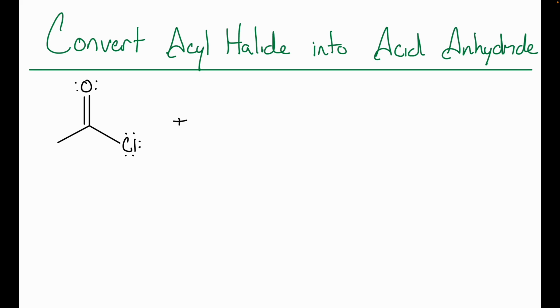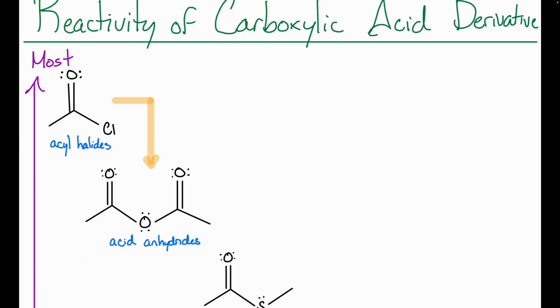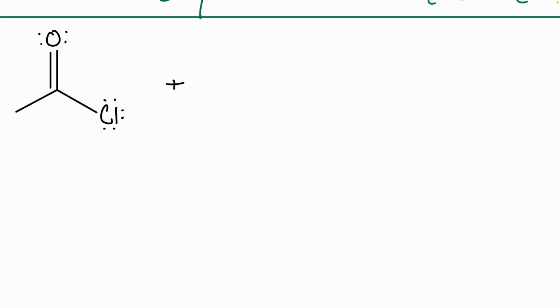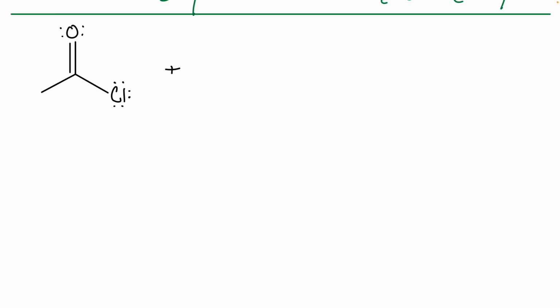Okay, and what are we going to react it with in order to convert it into an acid anhydride? Well, look what we need to add on to that molecule. We need to substitute our chlorine here for this group over here. And so that's what we're going to use. A carboxylate ion.